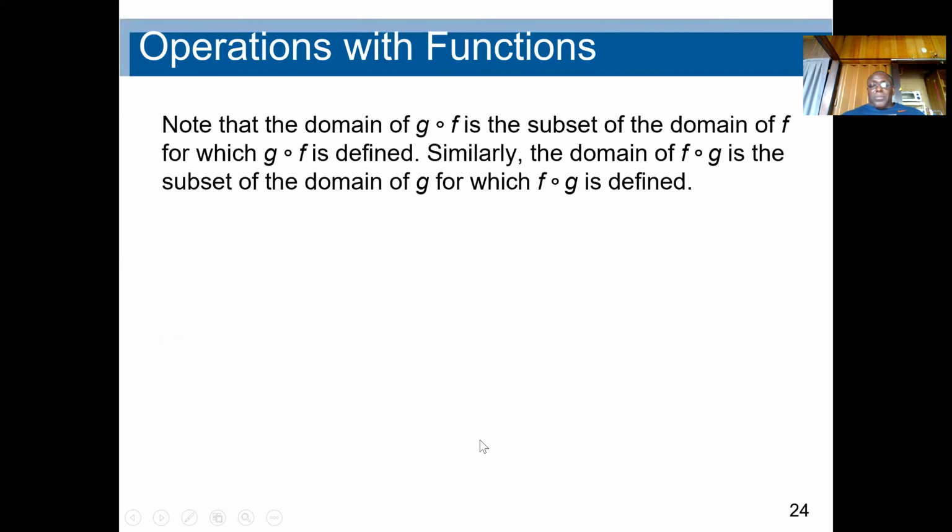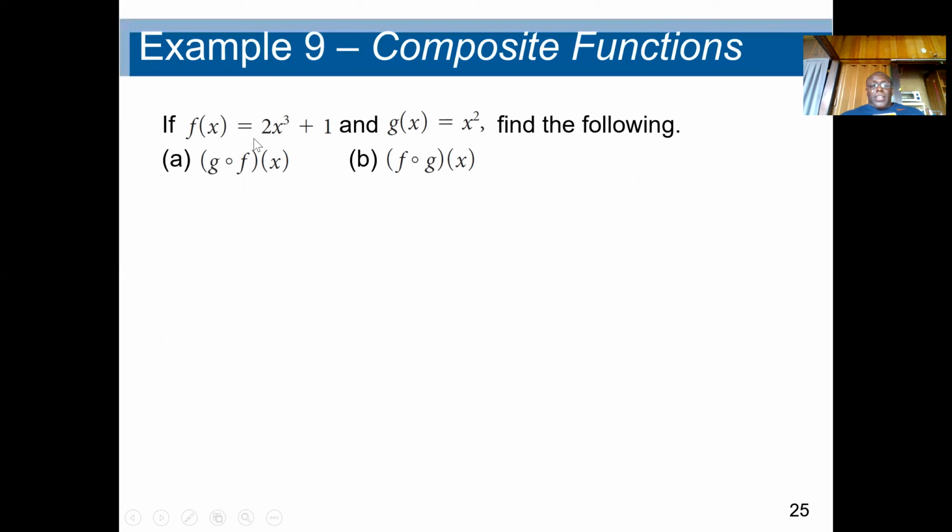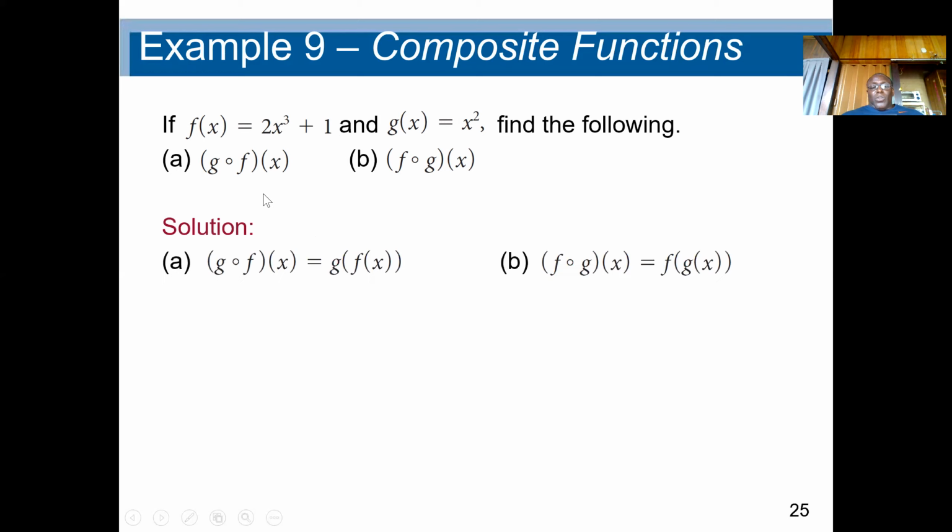Now let's see an example. If f at x is 2x cubed plus 1, and g at x is equal to x squared, we should find the following: the composite g of f at x, or f of g at x. So g is what? x squared. So I'll bring the x squared out. Then anywhere I see x, I'm going to substitute with the f at x equation. So we'll see what we get here.